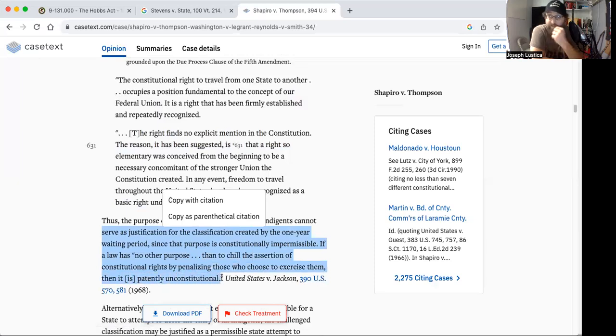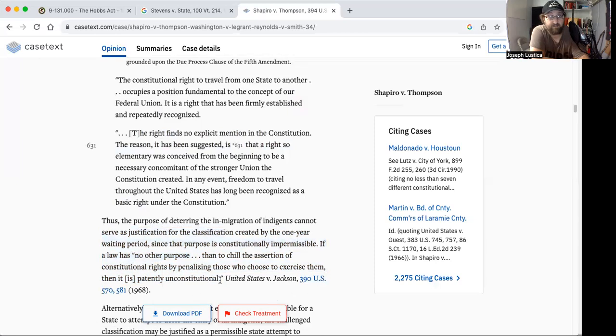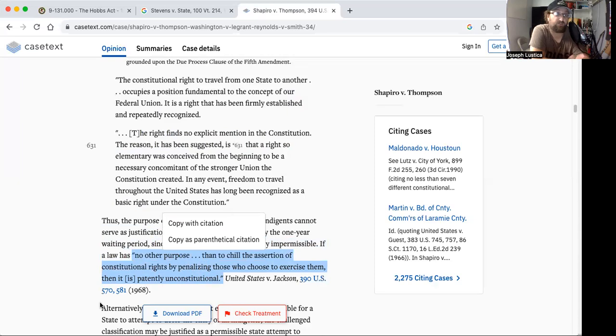Now, this is really nice. And that comes from Jackson, United States v. Jackson, okay? But look what it says there, right? If a law has no other purpose than to chill the assertion of constitutional rights by penalizing those who choose to exercise them, then it's patently unconstitutional.